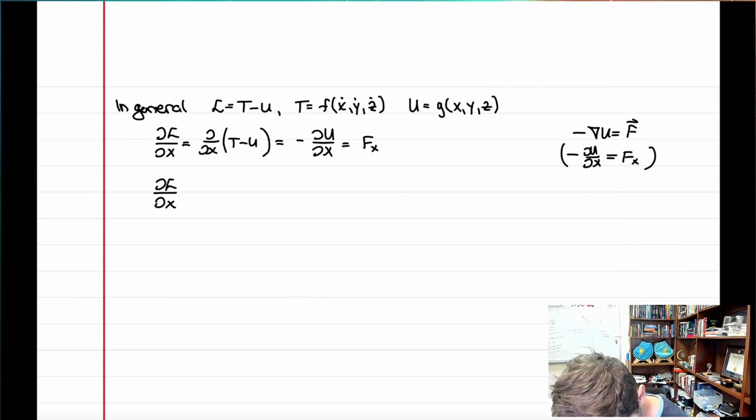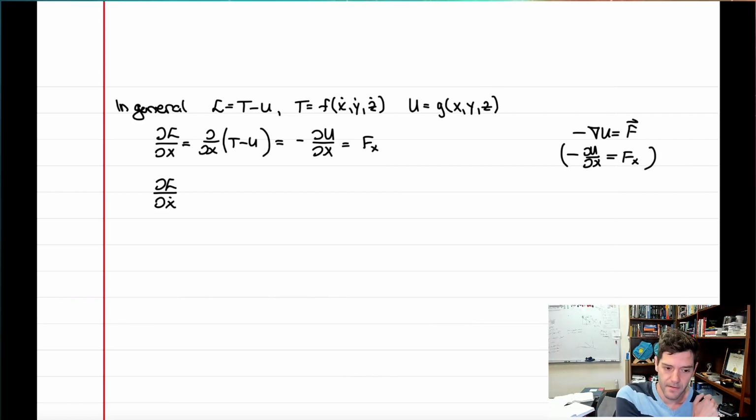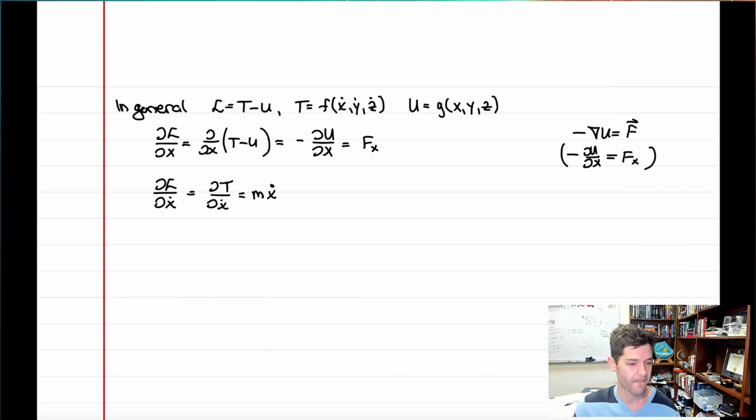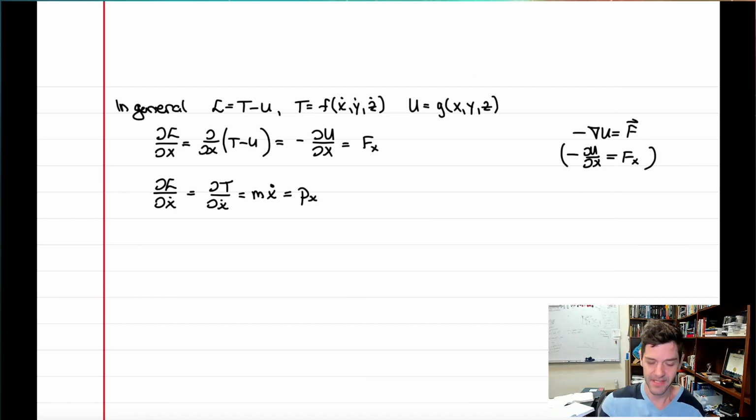Now what about the partial with respect to x dot? Well, again, there are no x dots in the potential energy, so this just becomes the partial of T with respect to x dot. But if I know what the kinetic energy should be, 1/2 m times x dot squared plus y dot squared plus z dot squared, well, this is just going to be m x dot. Mass times the horizontal velocity, if x is horizontal. Well, that is just momentum. By definition, that's what we call the horizontal momentum in this case.